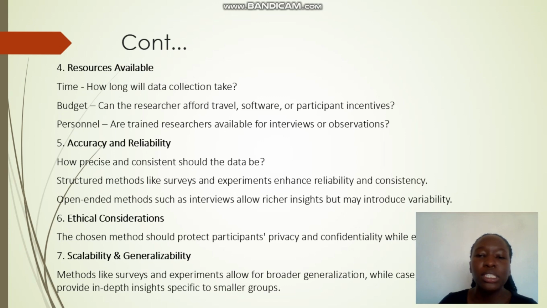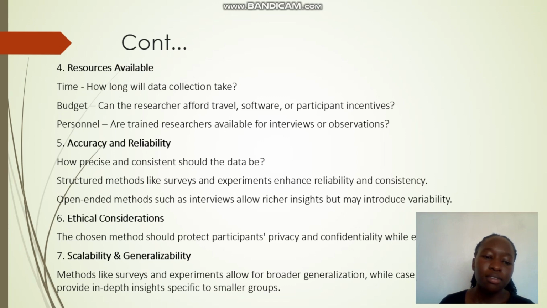Then we also consider the accuracy and reliability. For example, if we choose to use interviews as a data collection method, we have to consider how accurate and how reliable. If we choose questionnaires, how accurate will they be for our research topic? And also we have open-ended methods such as interviews. We see that they allow for richer insights, but may introduce variability.